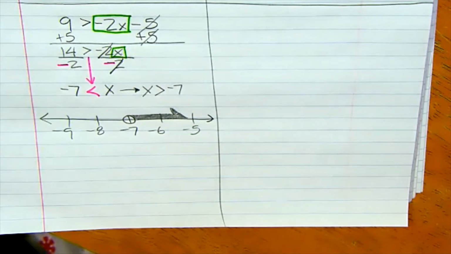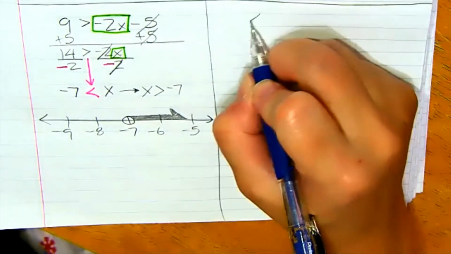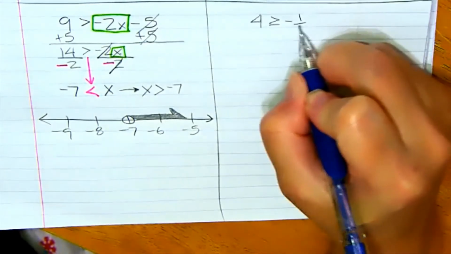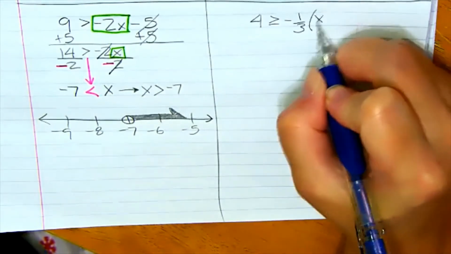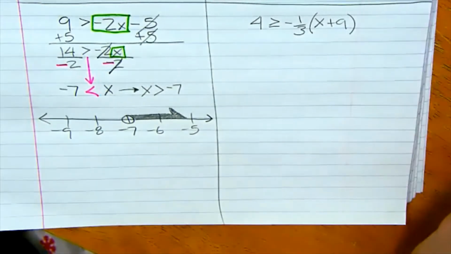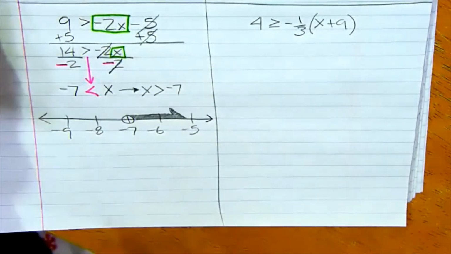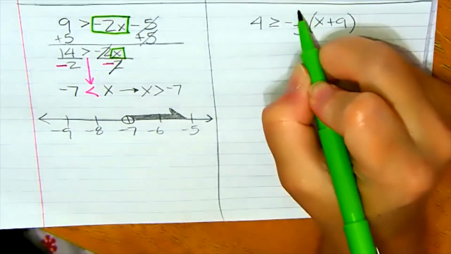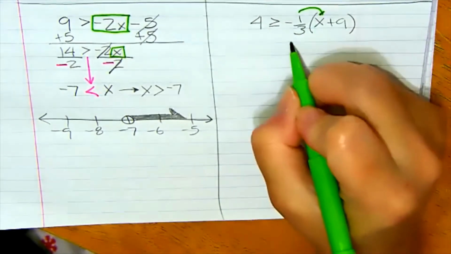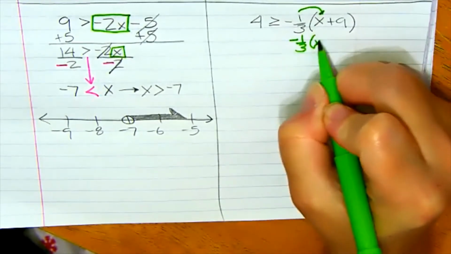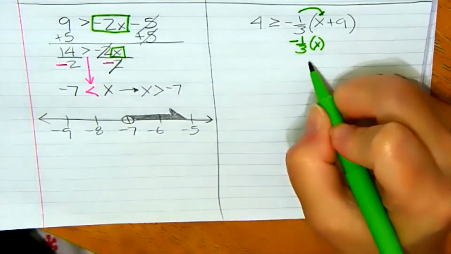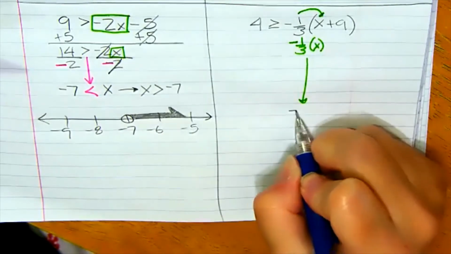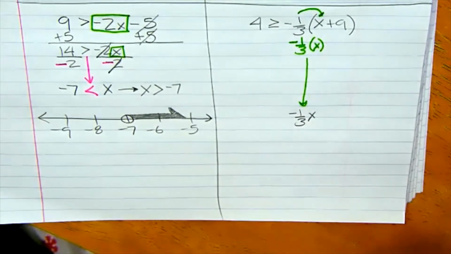And let's do one more example. 4 is greater than or equal to negative 1/3 times x plus 9. Oh, okay. We must distribute. So let's start distributing. Negative 1/3 times x is negative 1/3 x.